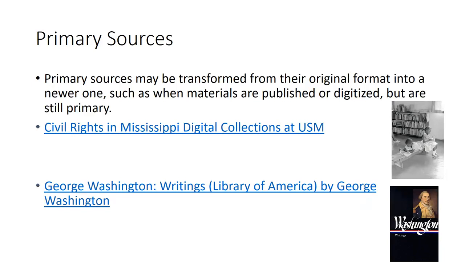Another example is the George Washington writings, which is a hardbound book published by the Library of America. It is really different volumes of books, but this collection contains over 400 letters, speeches, addresses, and journals, all written by George Washington. So even though it's published in a book format, the sources within it are still considered primary, even though it is published in a hardbound book.